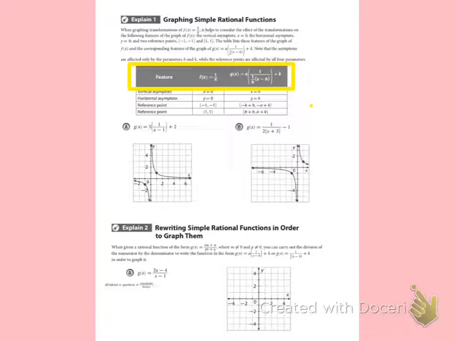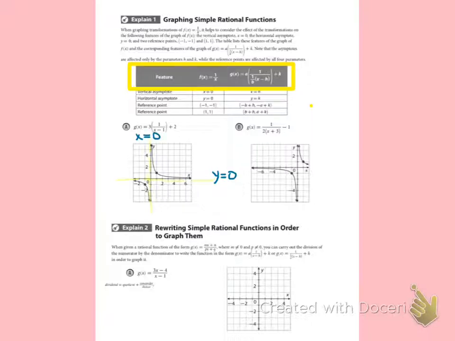So looking down here at these graphs real quick, these are the parent functions, and on the graphs here you can see that the graph is divided where those asymptotes are, where x equals 0 and where y equals 0. In other words, the horizontal asymptote here is at y equals 0, and the vertical is at x equals 0.